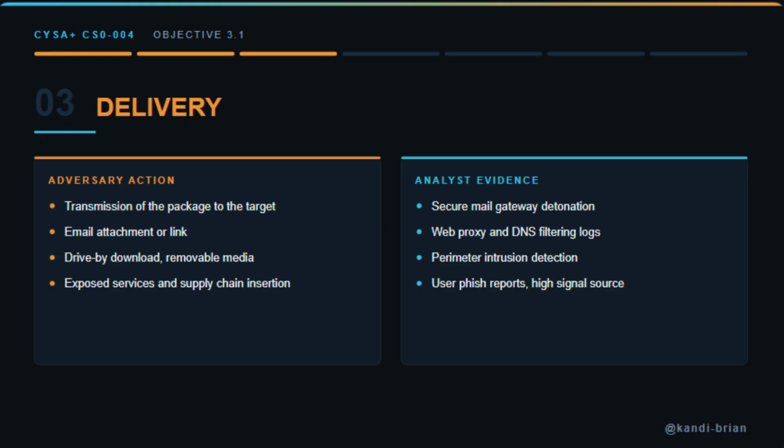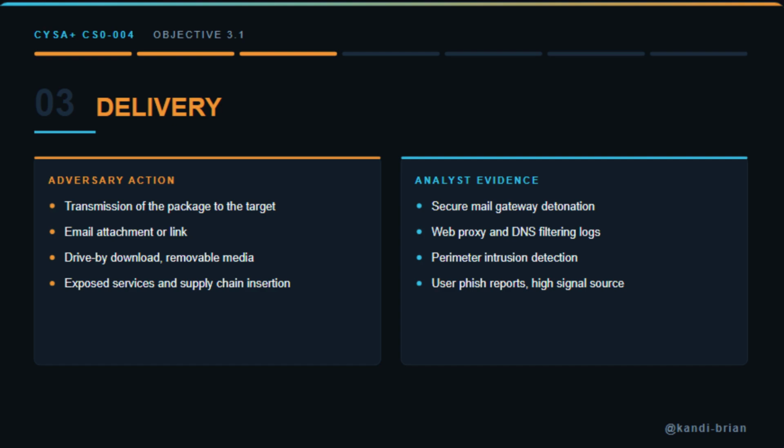Delivery is transmission of the weaponized package to the target. This is the first phase where the adversary genuinely reaches into your environment, which makes it the first real interception opportunity. The common vectors: email attachments and links, drive-by compromise from a website that targets already trust, removable media, exposed remote services, supply chain insertion through a software update or a managed provider, and social engineering over voice or messaging.